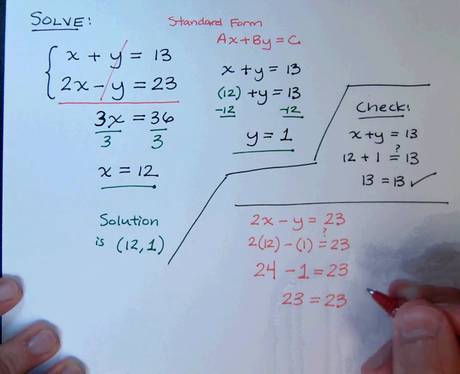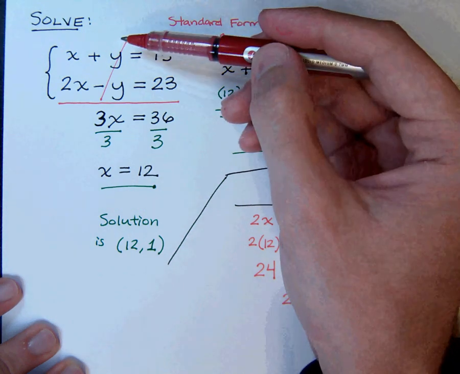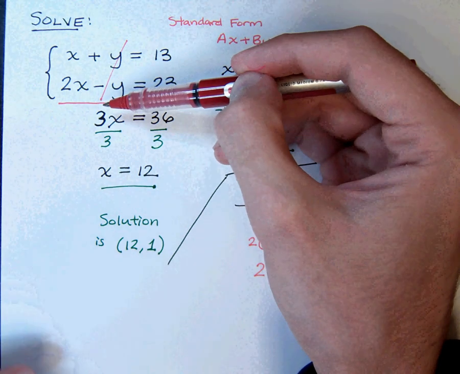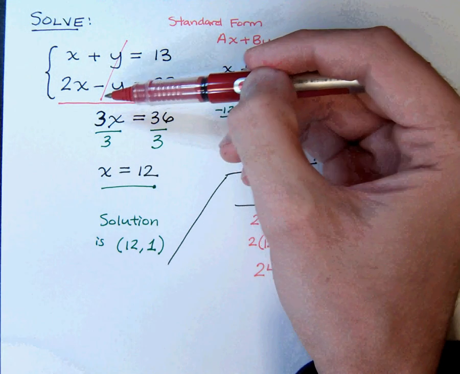Now, this problem is great for the elimination method because we've got a variable to cancel right at the very beginning. But they will not always be that easy.